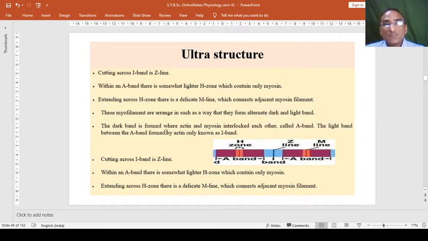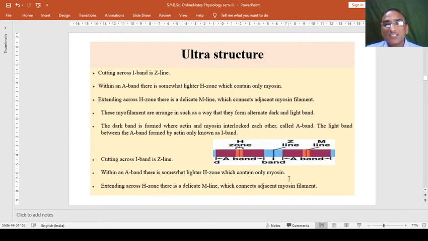The dark band is formed where actin and myosin are interlocked with each other, and generally it is called the A band that we have already seen. The light band between the A bands is formed by actin fibers only and is known as the I band. So this is the I band, blue color. Cutting across the I band is a Z line, this black one. Within an A band, there is a somewhat lighter H zone which contains only myosin.